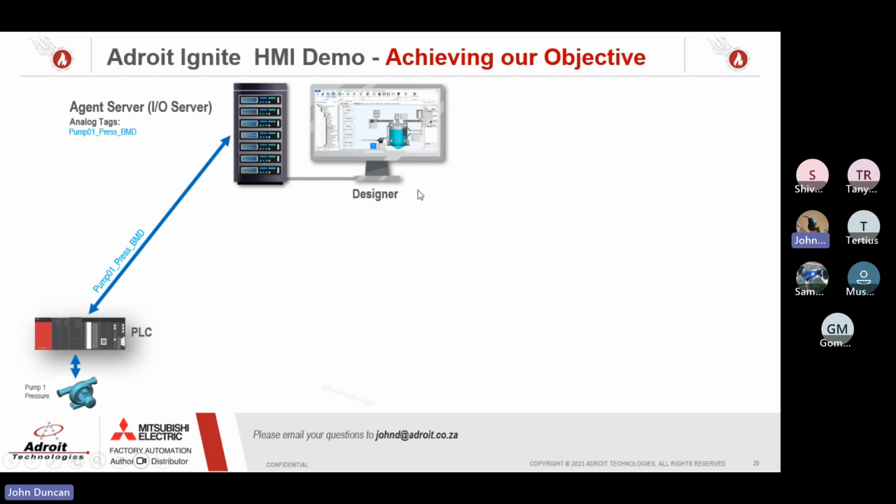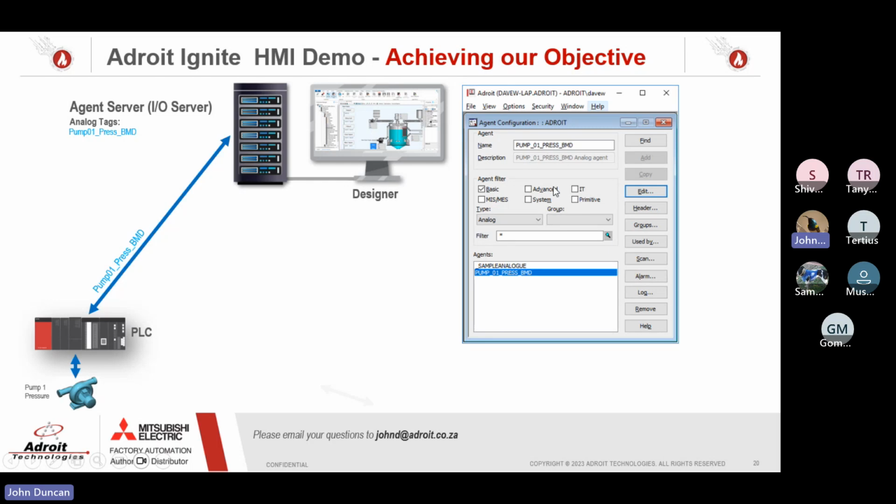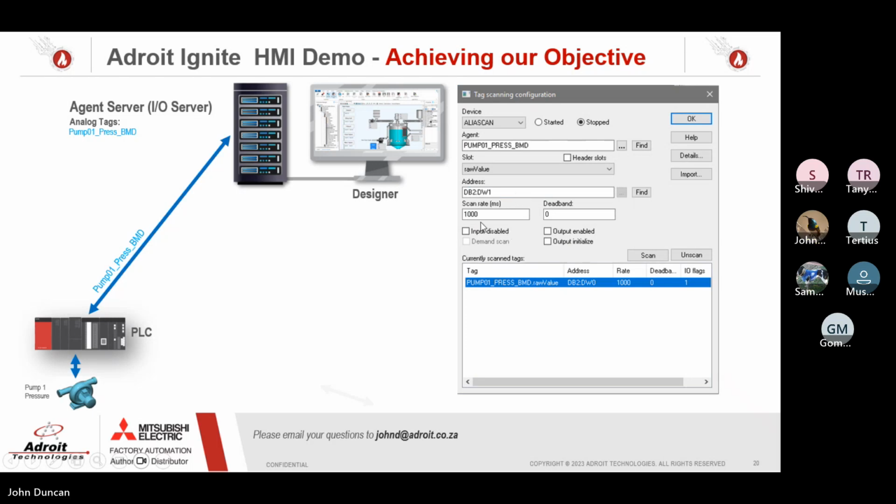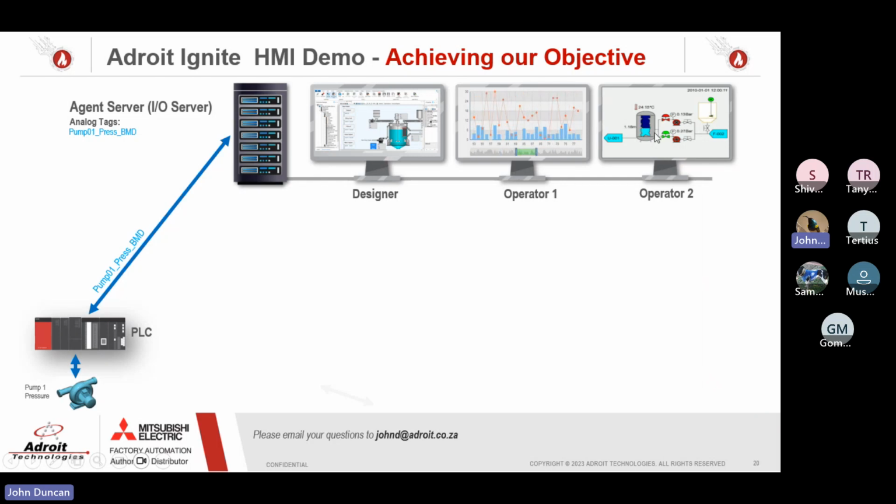So really what we're trying to do here is, let's take an example where we want to monitor the pressure of a pump, which would be an analog signal coming into our PLC. That PLC is then connected via a protocol driver to our agent server. And then through our designer over here, we will configure that particular agent. Over here in our agent configurator, we would edit. We could then scan it. We can put in the maximum engineering span, your high alarm limits, etc. You can then scan that to the front-end device, scan rates, etc. And then obviously once you've configured all that in the designer, you can display it in your operator. So these are the kind of interactions that we're going to show you now between the designer and the operator, using our built-in simulator as our front-end device.